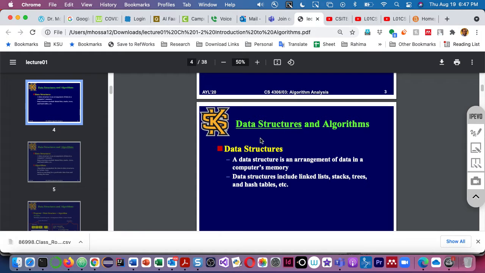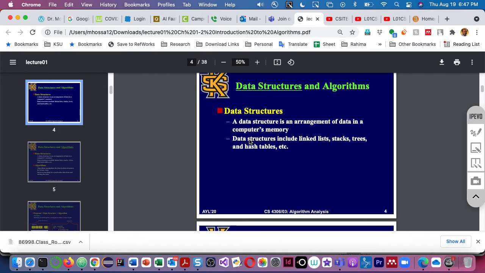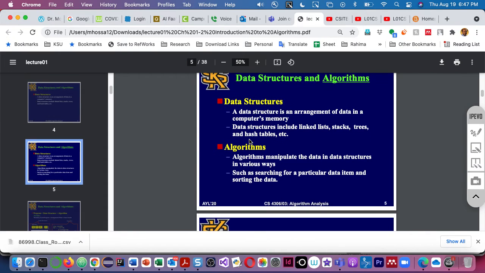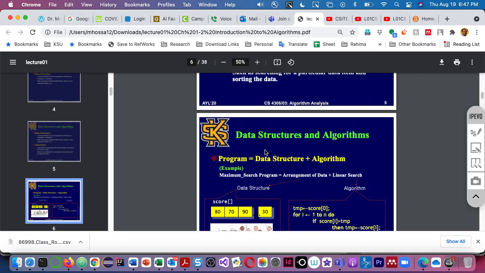If you have a good data structure, you are half done, and your next part will be writing a good algorithm. If you go for an interview, sometimes they will ask you to write an algorithm and then analyze it: what is the efficiency of this algorithm? Sometimes they may ask you to write an algorithm that is linear time, or logarithmic time, or exponential, or constant time. We will learn this today.